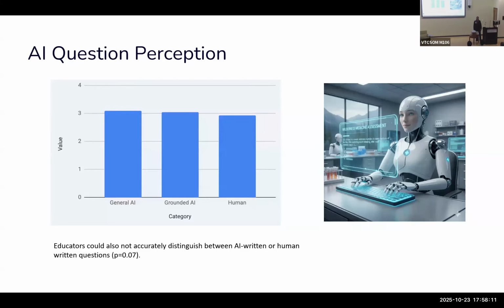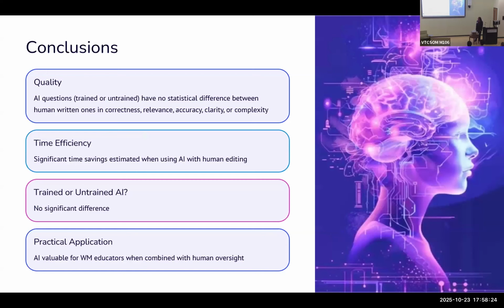I think there's a lot of things in the world right now that we're pretty good at discerning, like that AI probably wrote that email that someone sent you that had a lot of emojis in it. We're not always, with multiple choice questions, we're not always there. So the conclusions from this: the quality of questions, trained or untrained, really have no statistically significant difference from the human written ones in correctness, relevancy, accuracy, or complexity.